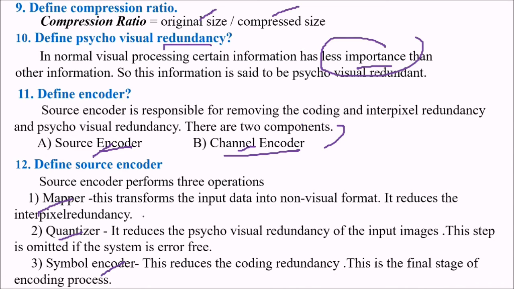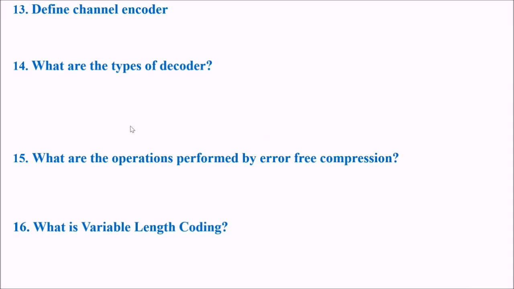The mapper transforms the input data into non-visual format, and it reduces the interpixel redundancy. What the quantizer does is reduce the psycho-visual redundancy of the input images, and this step is omitted if the system is error-free. Then we have the symbol encoder. This reduces the coding redundancy, and this is the final stage of the encoding process.